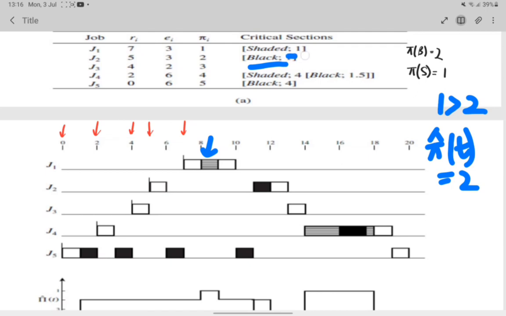So it will execute 1 unit because it needs shaded for 1 unit only, and here we can see it executes for another unit because it needs an execution time of 3.